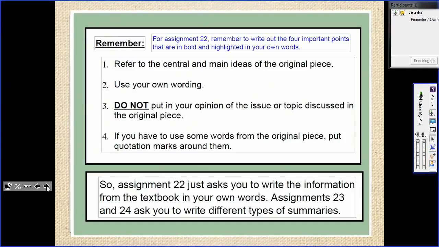Number two, I said use your own wording, right? Or you could say something like explain in your own words. So it can be similar, but I should see an attempt to use your own words, right? This assignment's worth 8 marks. You get 2 marks for each number, right?